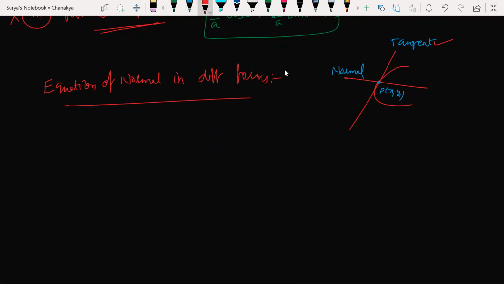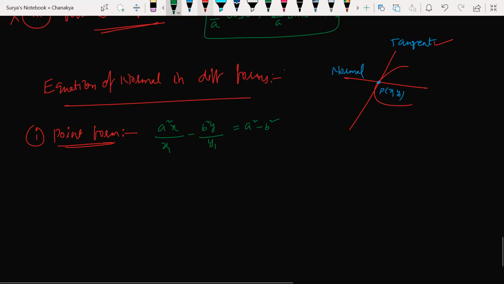Okay, so first we'll write again point form. Point form: a square x by x1 minus b square y by y1 is equal to a square minus b square. This is my point form.